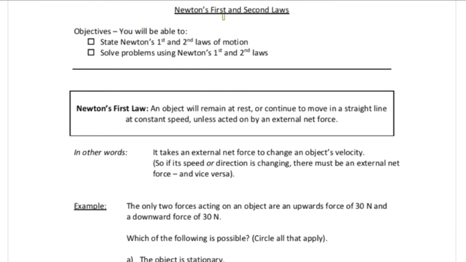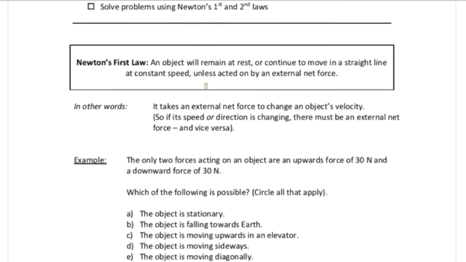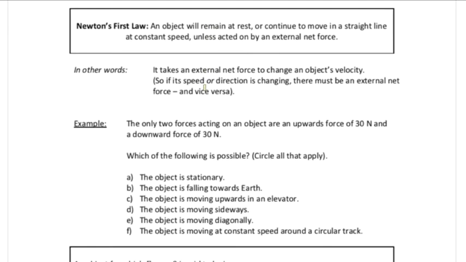In this lesson, we're going to talk about Newton's first and second laws so that you can state them and solve problems with them. First, Newton's first law basically says that forces change motion. An object's going to remain at rest or continue to move in a straight line at constant speed unless it's acted on by an external net force. No external net force, no change in velocity. It takes an external net force to change an object's velocity.